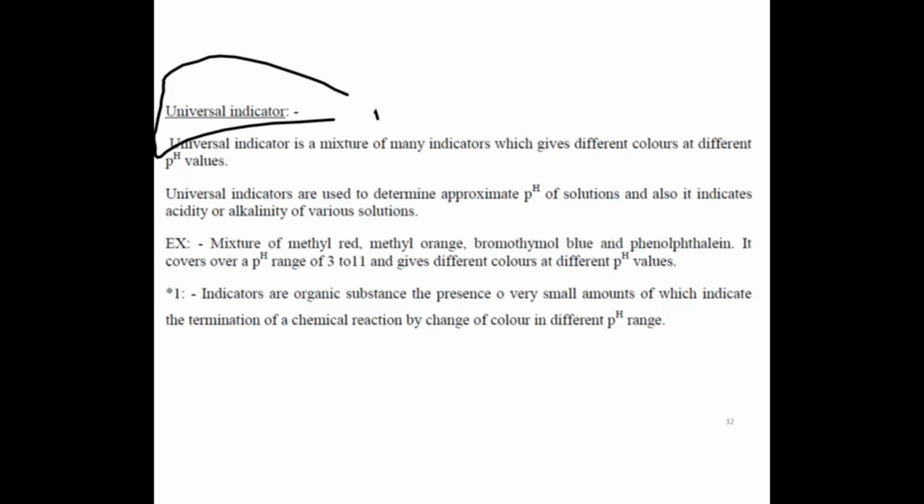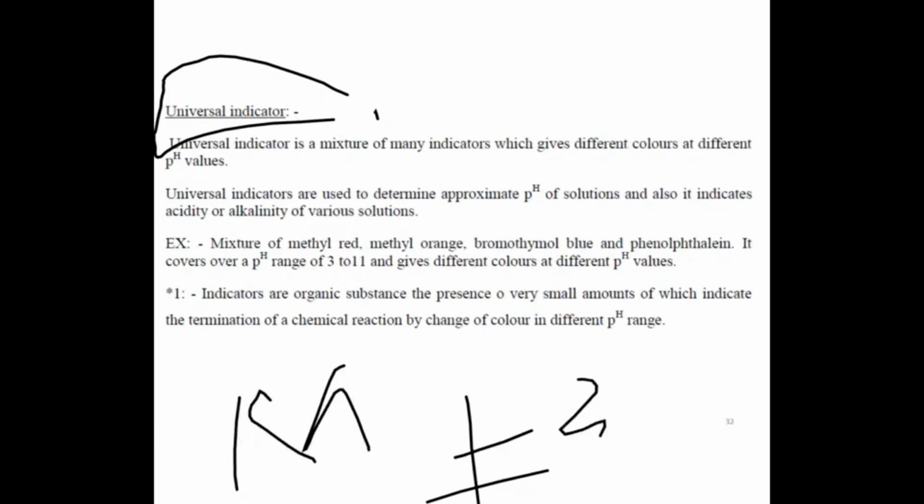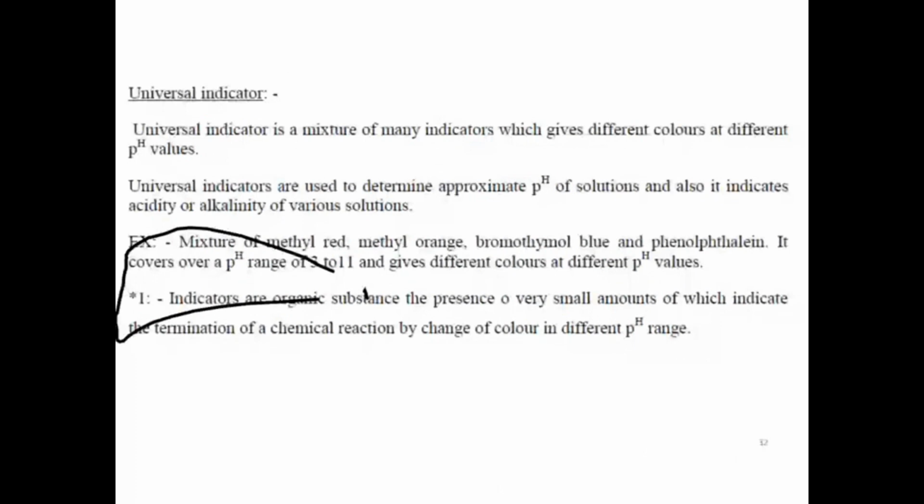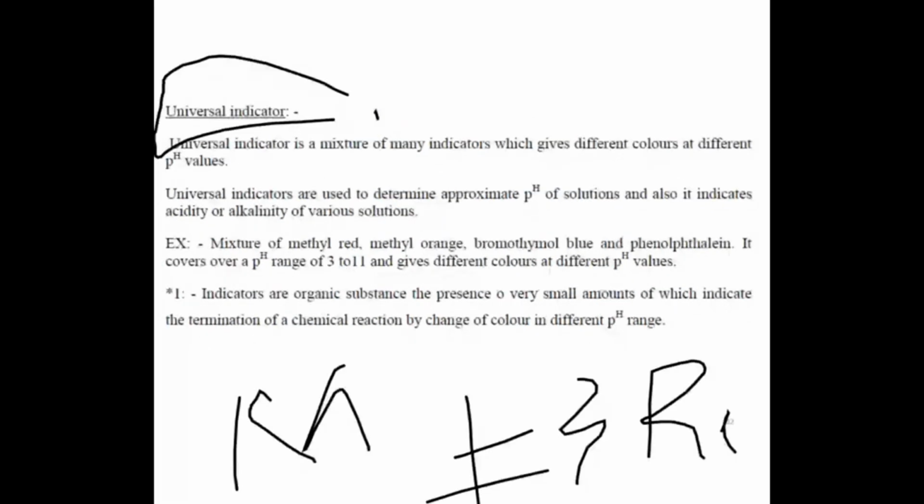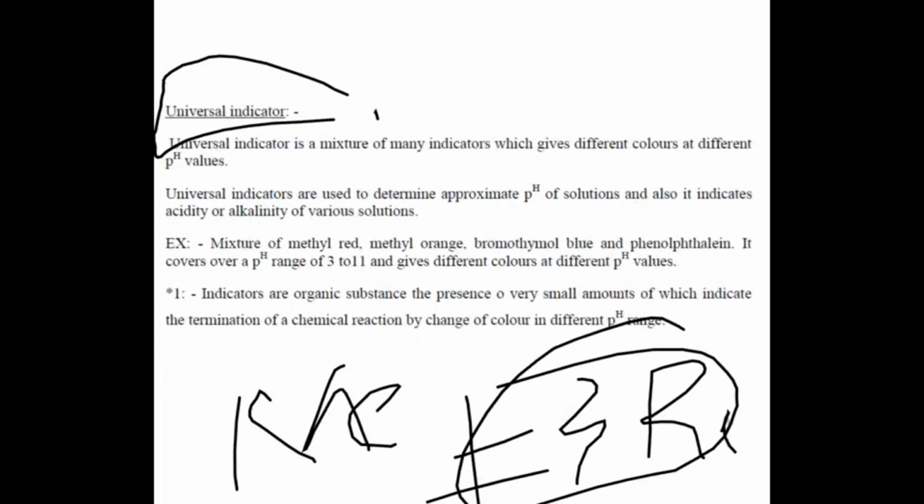It gives different colors at different pH. So for example, we took methyl orange: around 3 it will show red, and around 8 it will be in the yellow color. So at different pH, the methyl orange indicator is showing a different color. So, a mixture of different indicators.